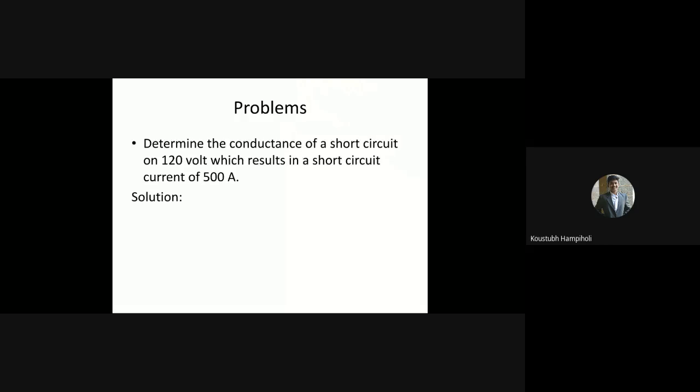So this is the problem. This is the next problem. You can write it down or you can just do the problem. It says: determine the conductance of a short circuit on 120 volt which results in a short circuit current of 500 ampere. Very simple. Voltage is given, current is given. You have to find the conductance.